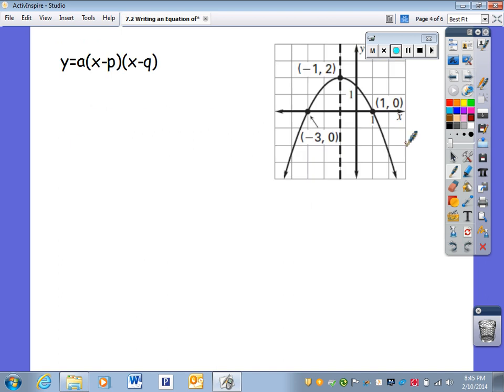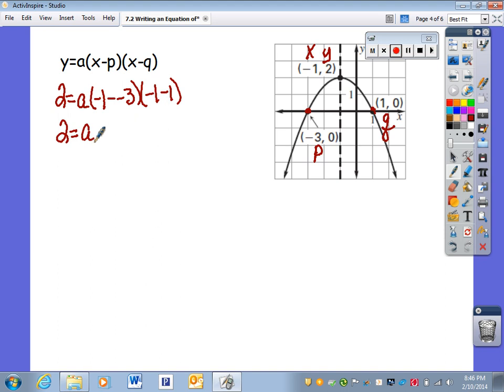Let's take a look at the next example. So here we have our two x-intercepts. This one is at (-3, 0), and this one's at (1, 0). So we have our p and our q. And again, we have a great point, which is our vertex, that we can use for our x and y values. So when we substitute in, we have 2 equals a, the leading coefficient that we're going to solve for, times x, which is -1 minus -3, our first intercept, and -1 minus 1, which is our second intercept.